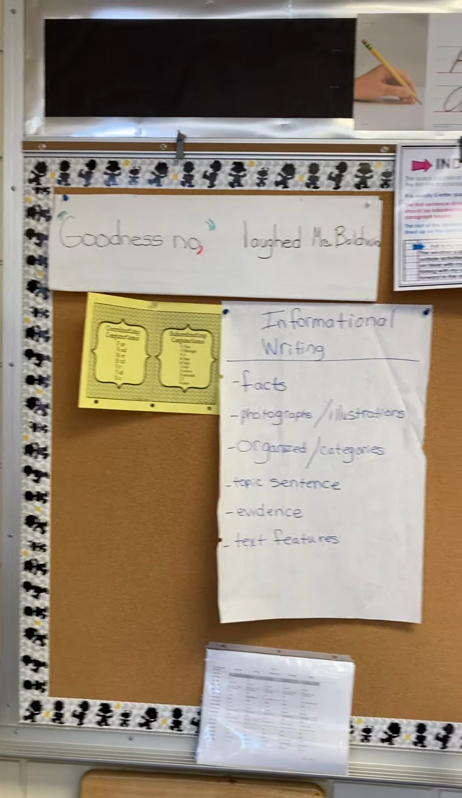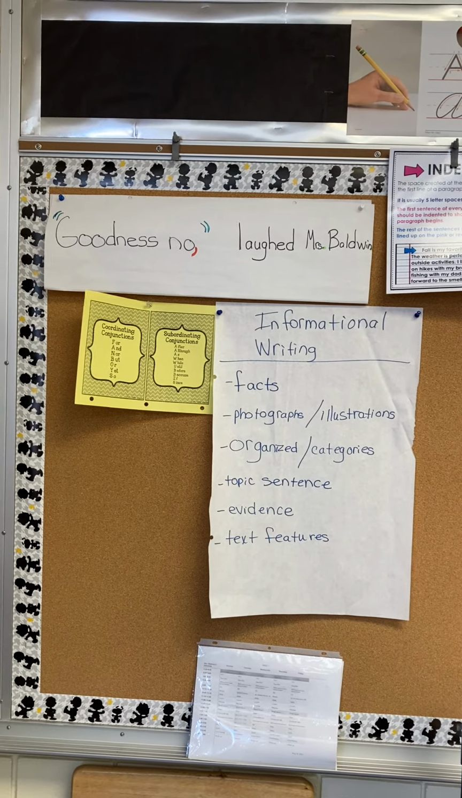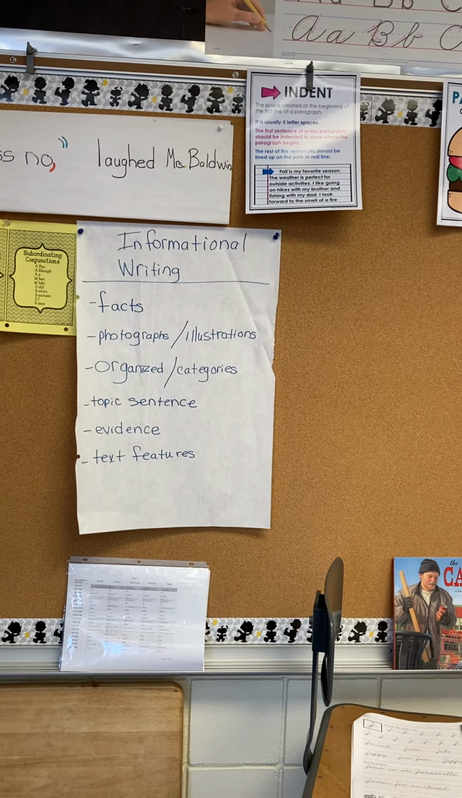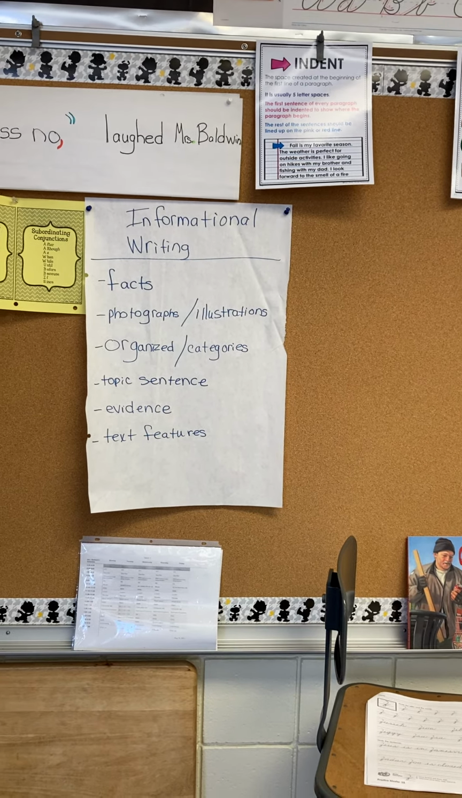Conjunctions, I'll talk about conjunctions in that 3-hole punch yellow sheet here in a minute again. Informational writing, that is an org chart that we made to try to define what's inside of informational writing so that we have a guideline when we start to write.